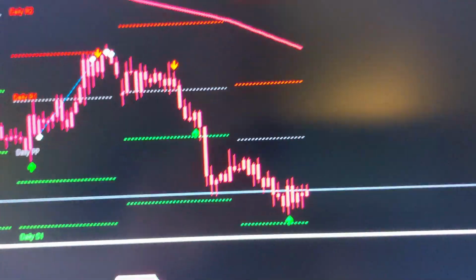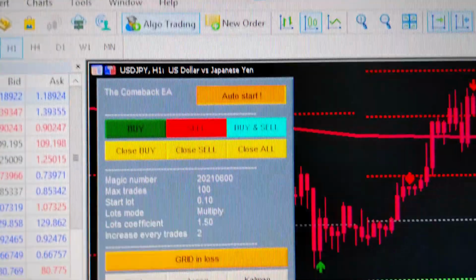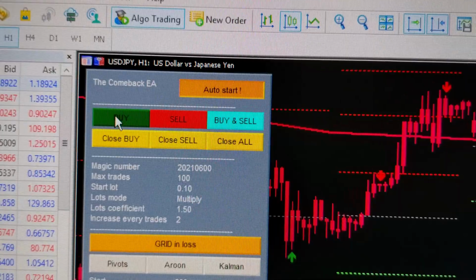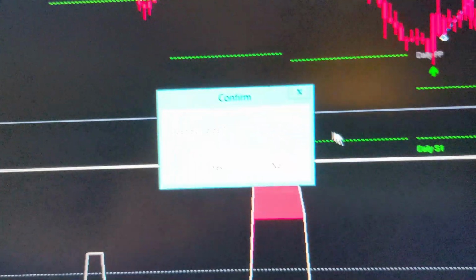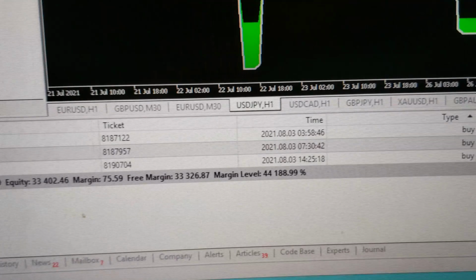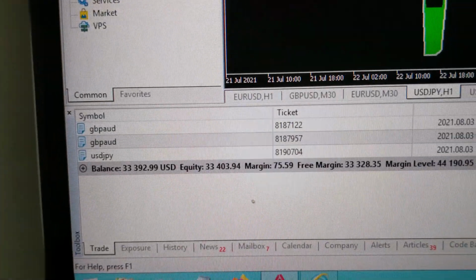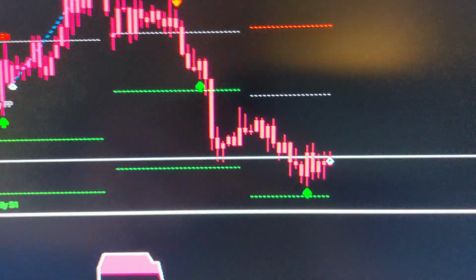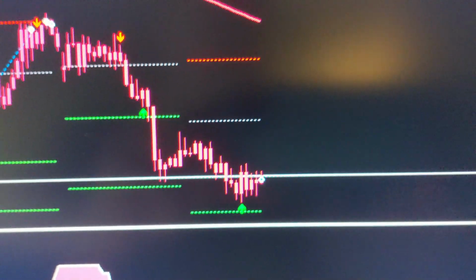So I'm going to enter into the market with a buy trade. Got my confirmation. And there we have it. So you can see my 3 trades that are in the market now and looking pretty good. All right, we'll see how this works out and give you guys an update later.